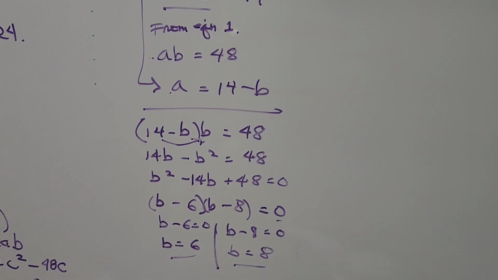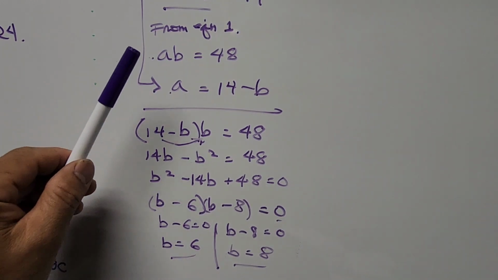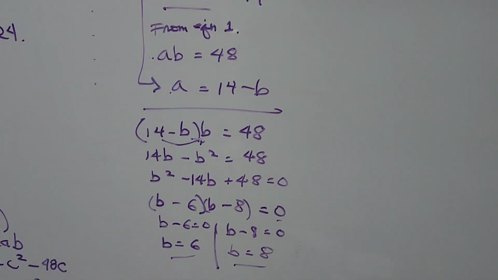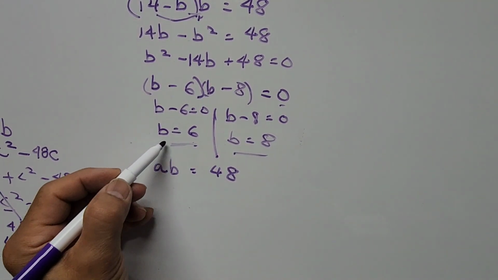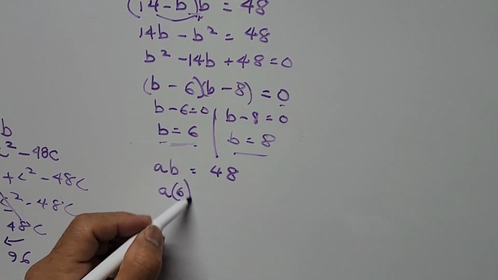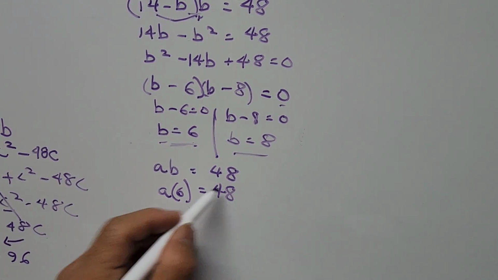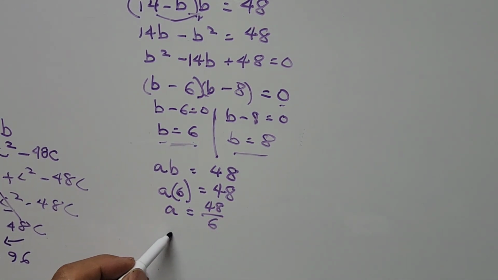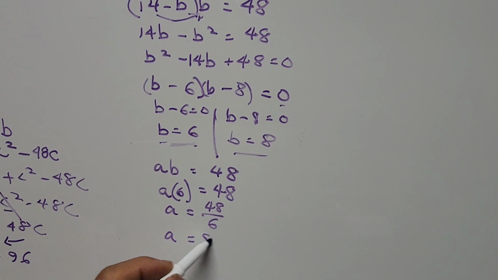Now we can get the value of a from equation 1 up above. a times b equals 48. That's from equation 1. We have ab equals 48. Plugging in the value of b, 6. So a times 6 equals 48. So a is equal to 48 over 6. So a is equal to 8.